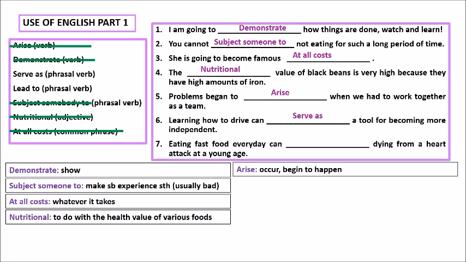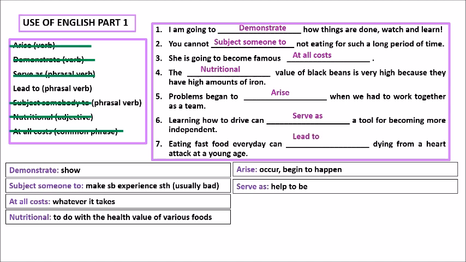Okay, right. Number 6, it says learning how to drive can serve as a tool for becoming more independent. So this is also a phrasal verb, which means help to be. Can be a tool, right? Can help to make you more independent, or help you become more independent, for example.